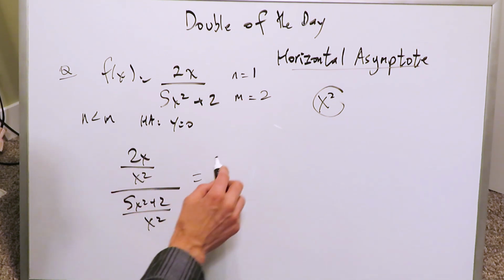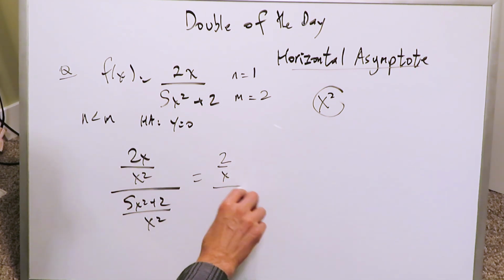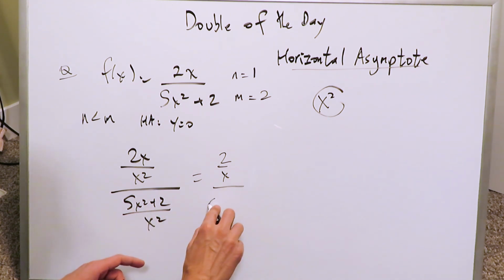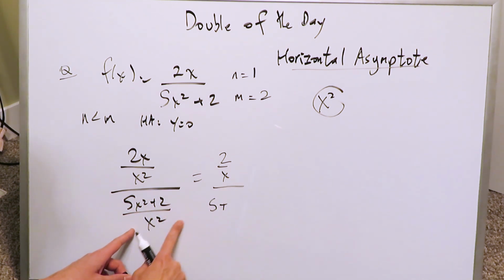When you do 2x divided by x squared, you have here a 2 over x. When you do this and you separate it, you'll have a 5 plus 2 over x squared.